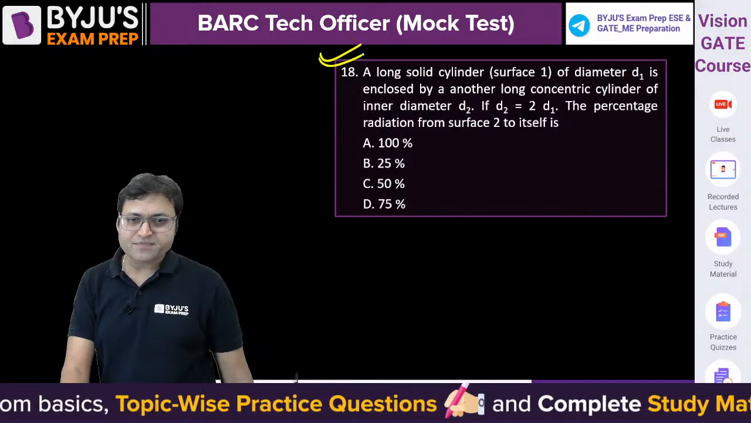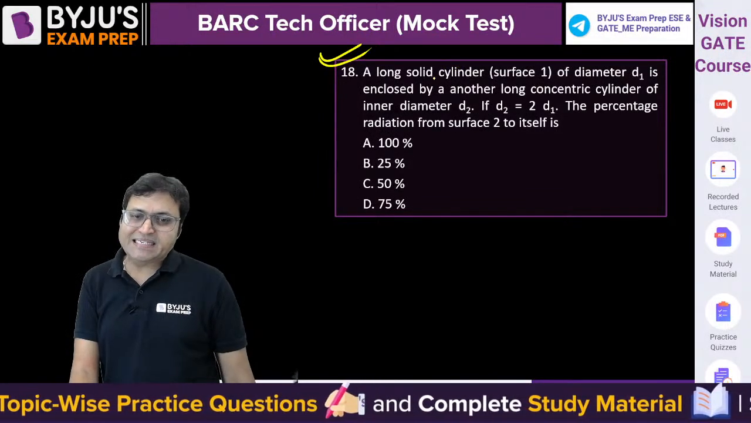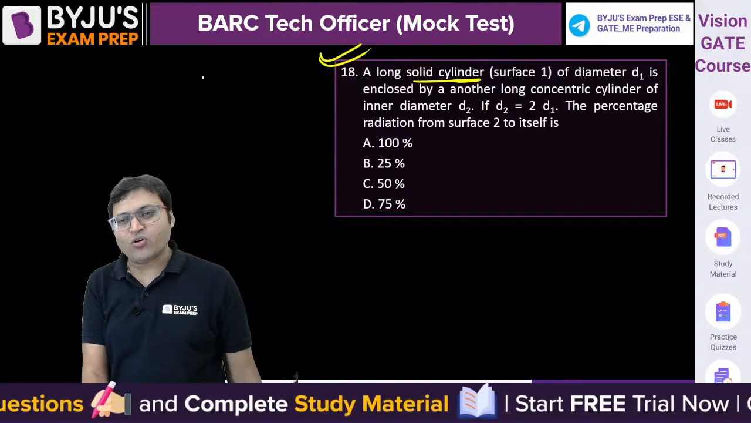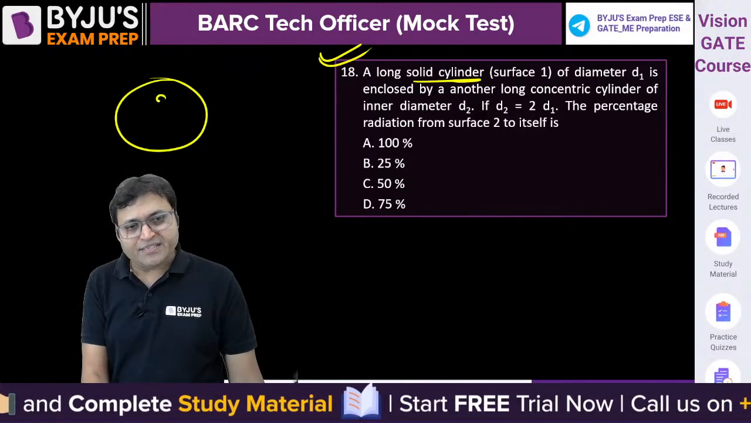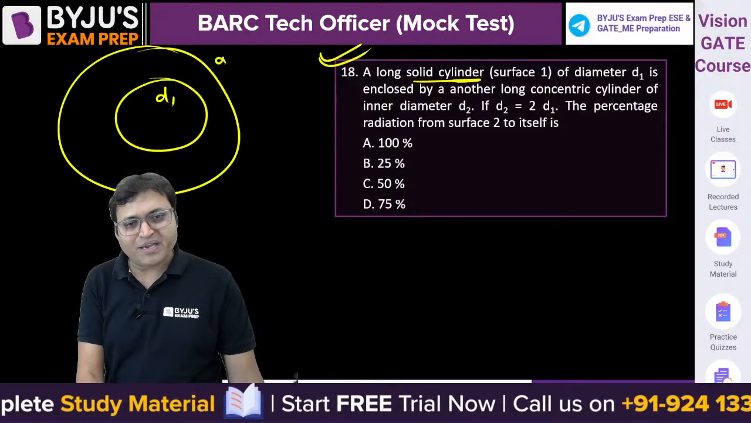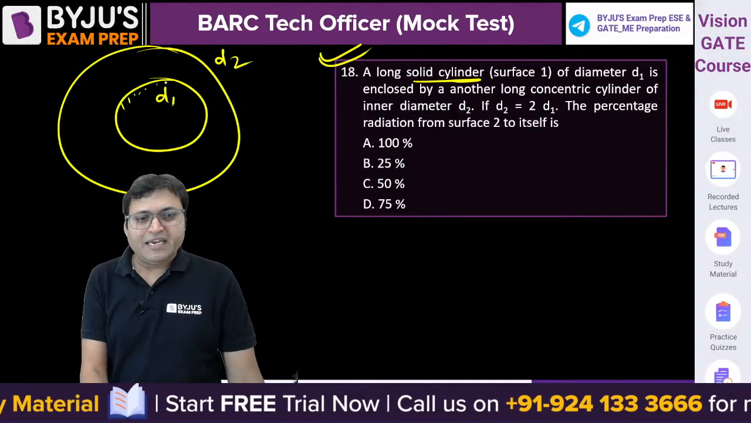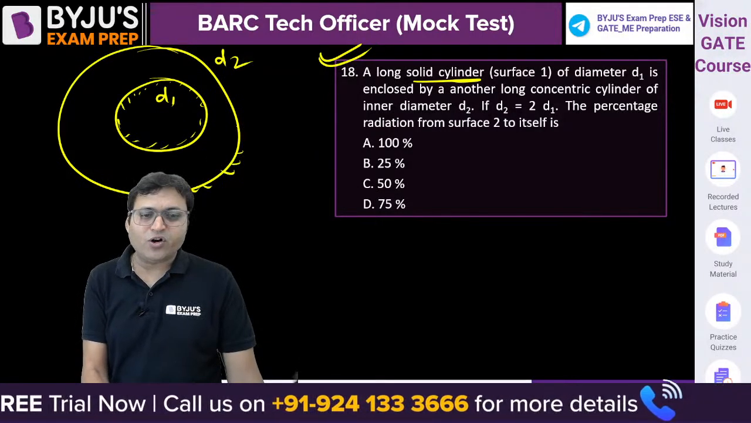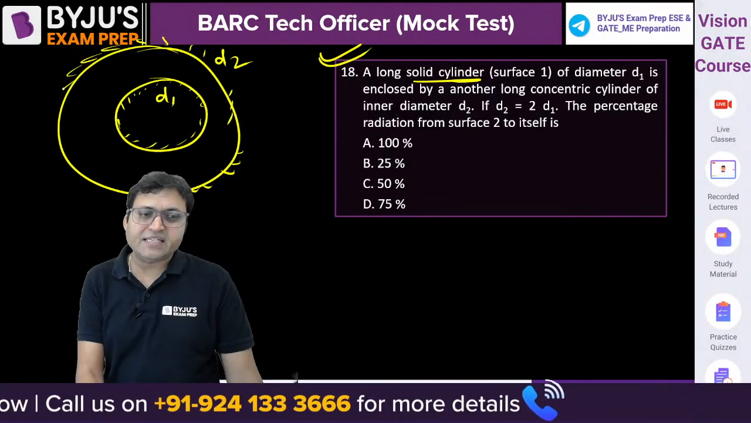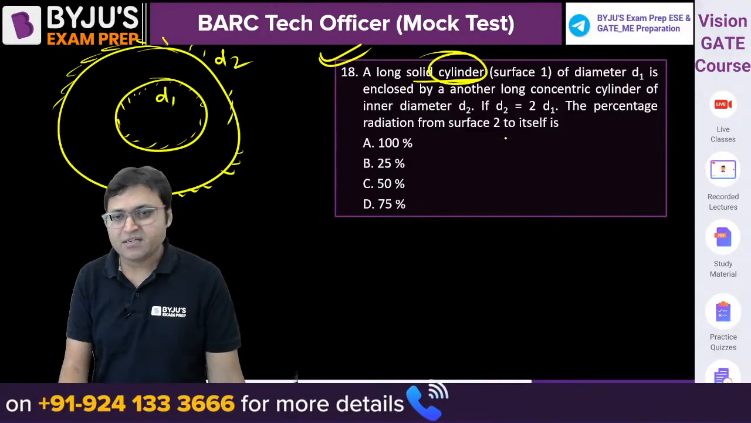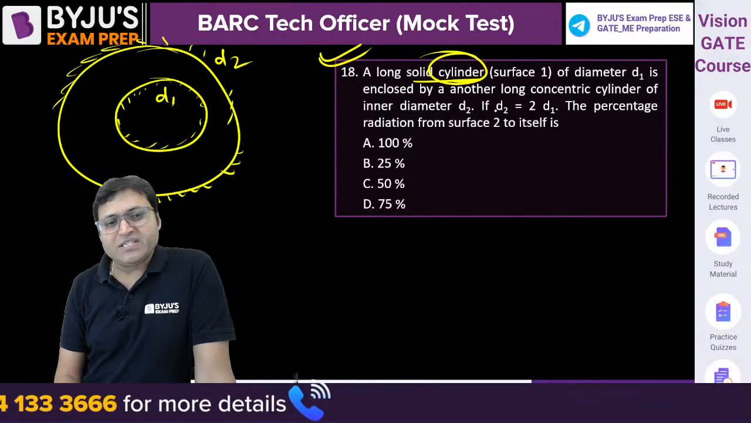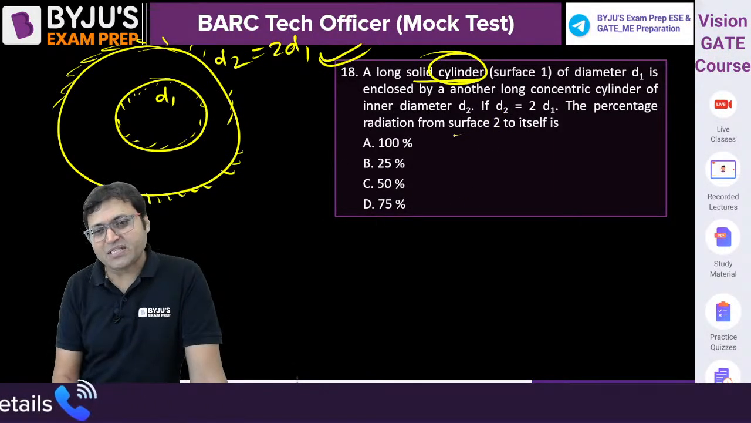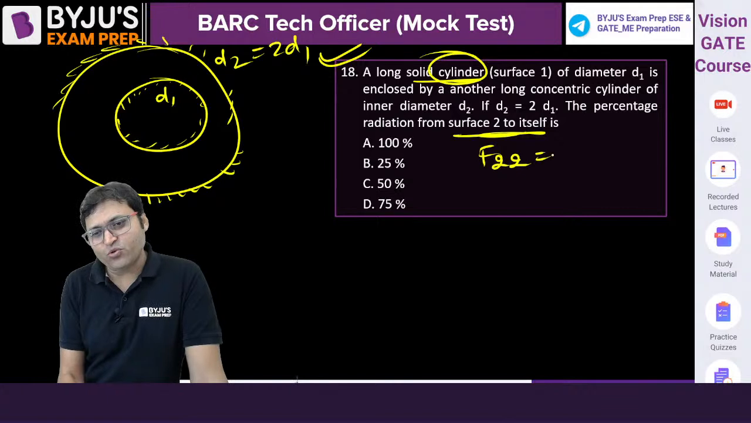Question number 18. A long solid cylinder, surface 1 of diameter d1, is enclosed by another long concentric cylinder d2. Inner cylinder is insulated from inside and outer cylinder is insulated from outside. This is the arrangement. It is the cylinder, not the sphere. If d2 is equal to twice of d1, the percentage radiation from surface 2 to itself, F22, is how much?